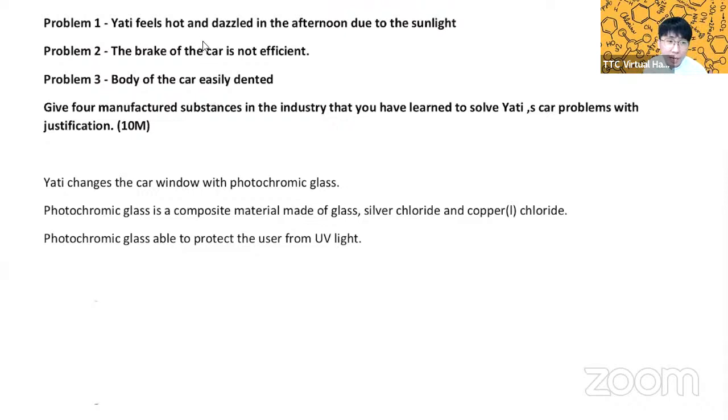Okay, then the car brake is not efficient. Then don't drive so fast lah. Brake slow lah. Sorry for being another Karen here. Okay. So what we're gonna do? We're gonna actually use your advanced ceramic. Okay, so advanced ceramic, use ABS system.